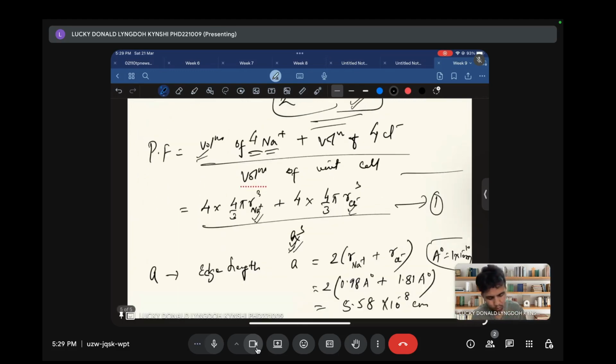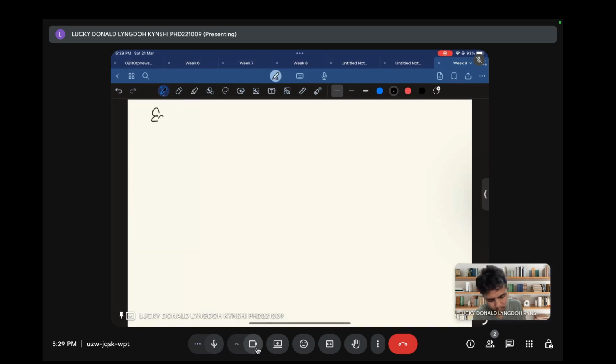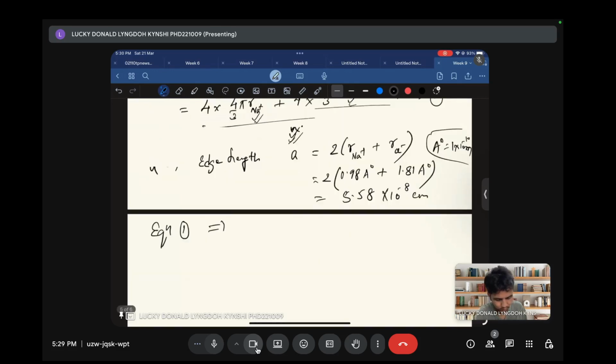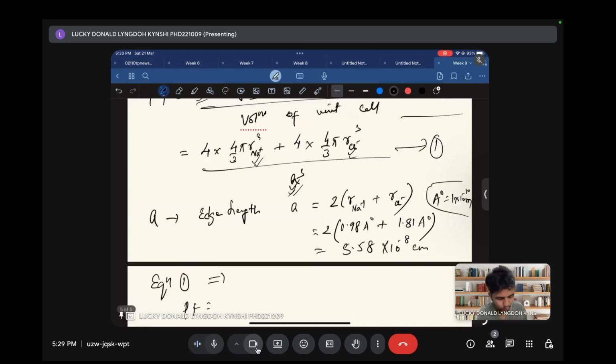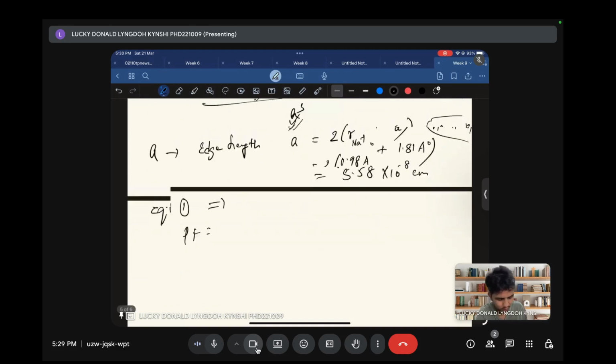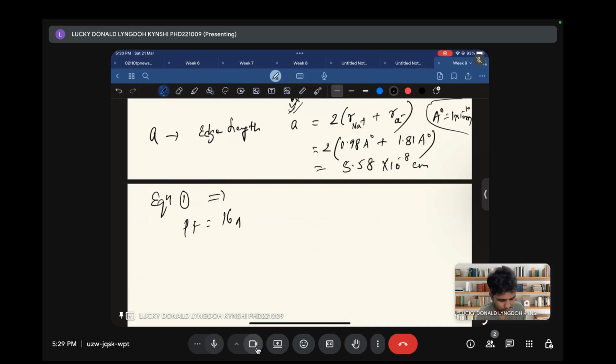It's easy now. Equation 1 becomes, packing fraction equal to, you can take 4 and 4 common, so we get 16 pi by 3, times R of Na+ whole cubed plus R of Cl- whole cubed, divided by a cubed, which will be 2 times R of Na+ plus R of Cl- whole cubed.